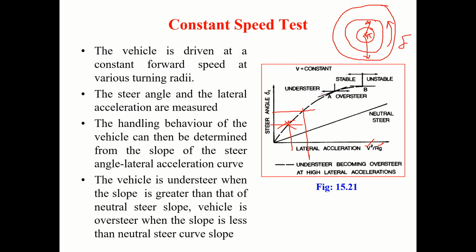So this region, it is a positive gradient. So it is understeer. Here it is 0. Then after that it becomes negative gradient. This is the oversteer condition.